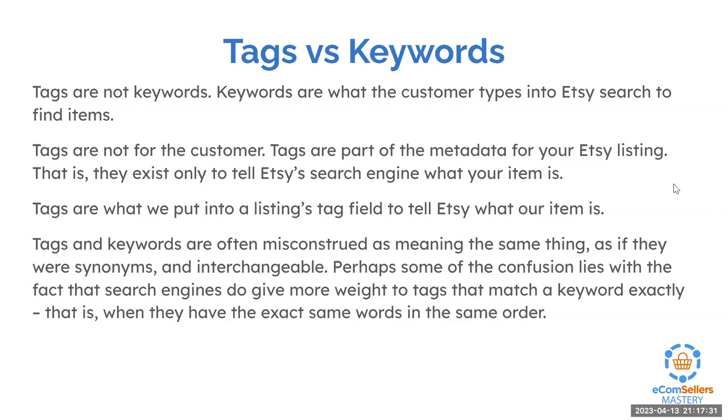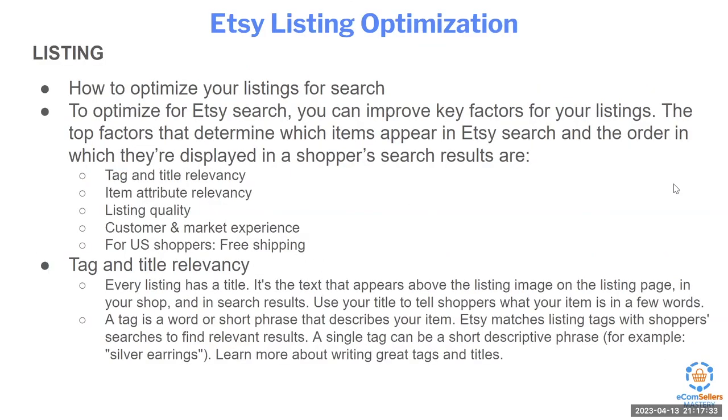As I go through this, some of the things Etsy is looking for, and you can come back and read this, this is directly from Etsy's website. They want you to optimize your listing, and the things that matter are your tags, your item attributes, your title, your listing quality, and then your customer experience. And then of course, shipping, but shipping is not going to be a big thing right now.